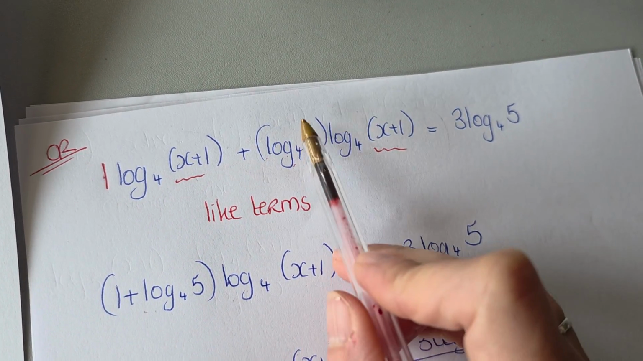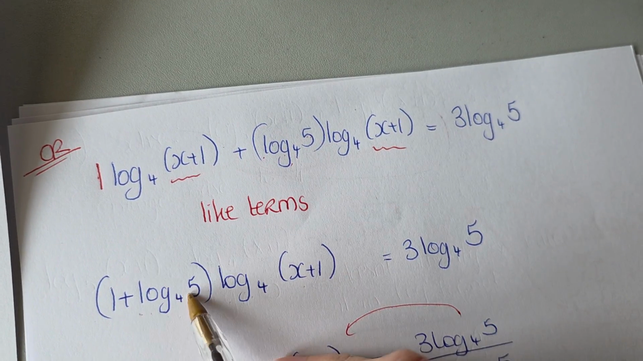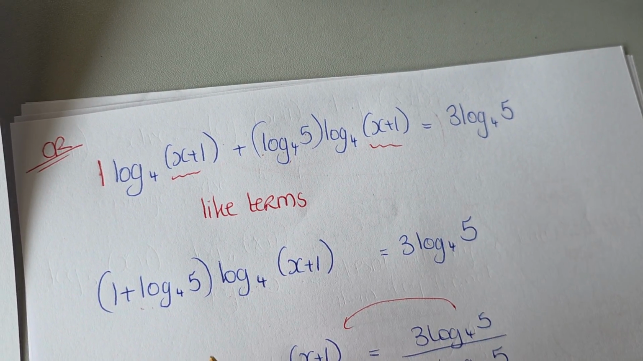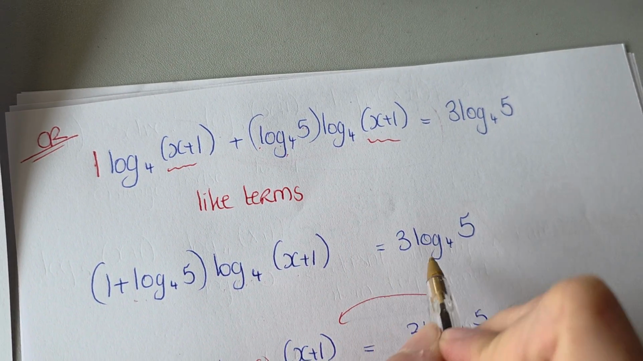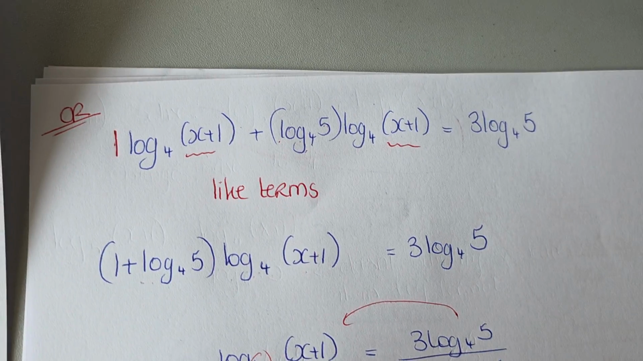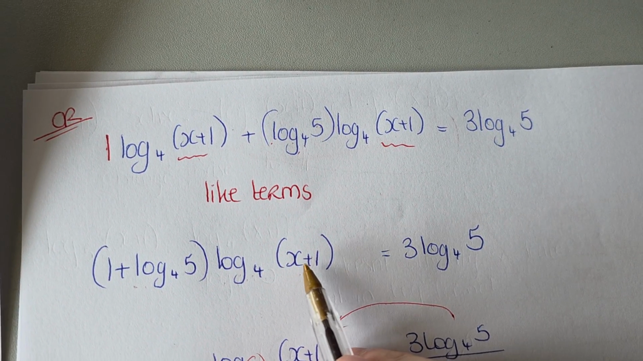If that was a lovely number like 6, then it would be 1 plus 6, which is 7 log x plus 1 base 4, right? It's just not a nice number, but it's still just a constant. And all of that equals 3 log 5 base 4. Okay. I eventually want to solve for x.